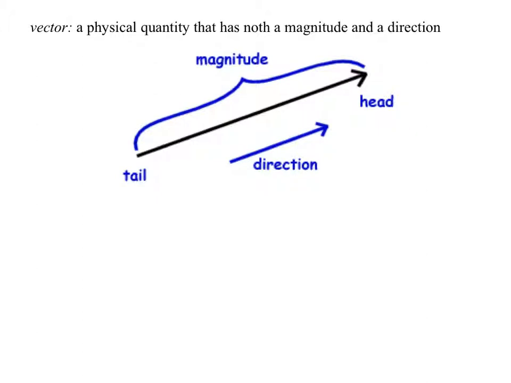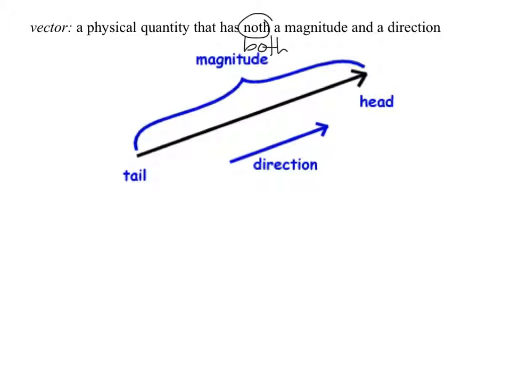So, a vector. A vector is simply a quantity that describes both. I put "noth," that should be "both." Both, I'll correct those in the notes. Both a magnitude and direction. Magnitude, put in parentheses, means amount. Amount. So for example, velocity is actually a vector.